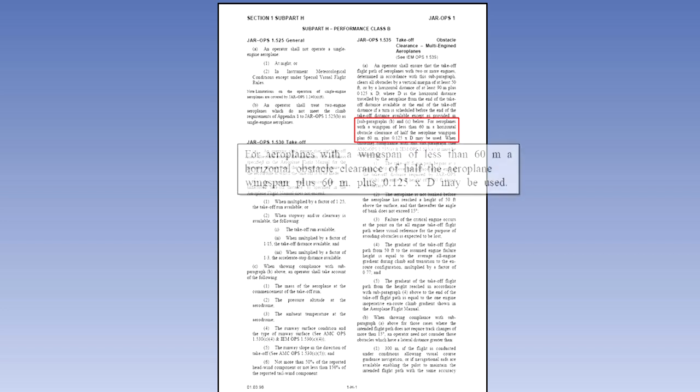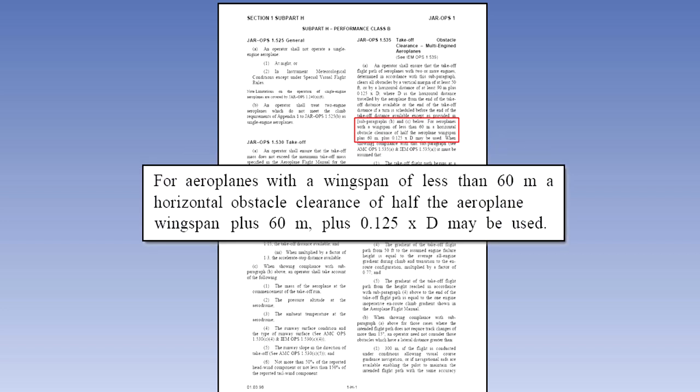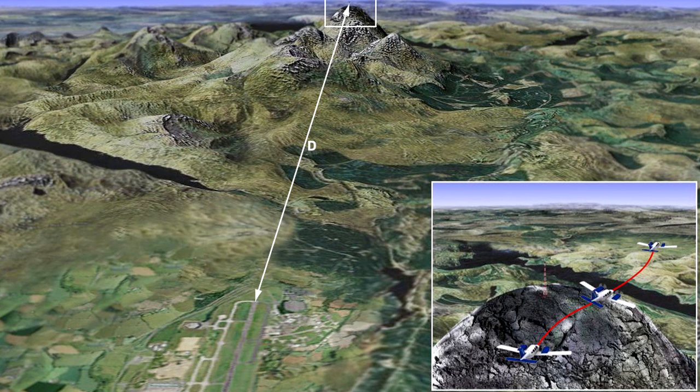For a wingspan of less than 60 meters, the formula is 60 meters plus half the aeroplane wingspan plus 0.125 times d. d is the horizontal distance from the obstacle to the end of the takeoff distance available, or the end of the takeoff distance if a turn is scheduled before the end of the takeoff distance available.